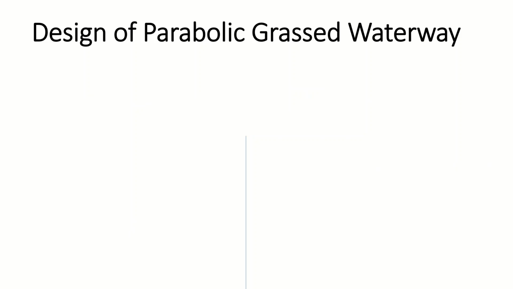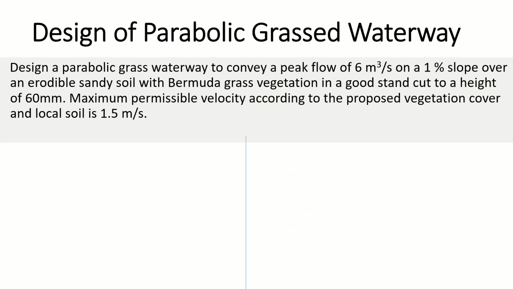Let us solve one more problem related to the design of parabolic grassed waterway. Now design a parabolic grassed waterway to convey a peak flow of 6 meter cube per second on a 1% slope over an erodible sandy soil with Bermuda grass vegetation in a good stand cut to a height of 60 millimeters.